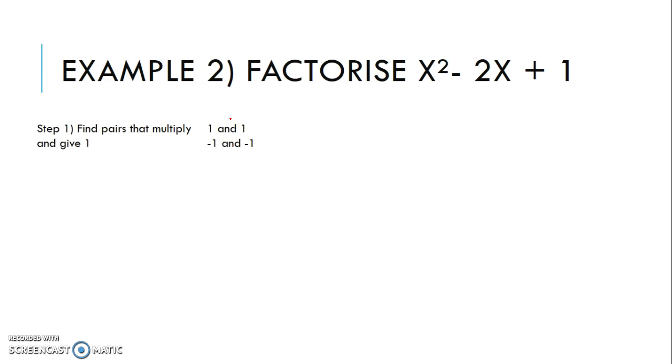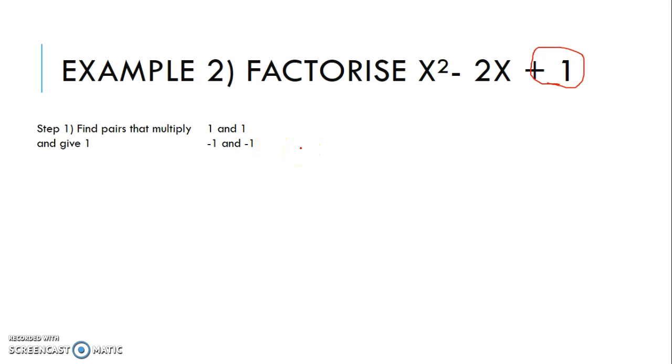Welcome back. Now, step 1, we're going to find pairs that multiply and give us the 1. Okay, we want this number, the plus 1. And those two pairs are 1 and 1, because 1 times 1 equals 1. And the other pair is minus 1 and minus 1, because two negatives make a positive.